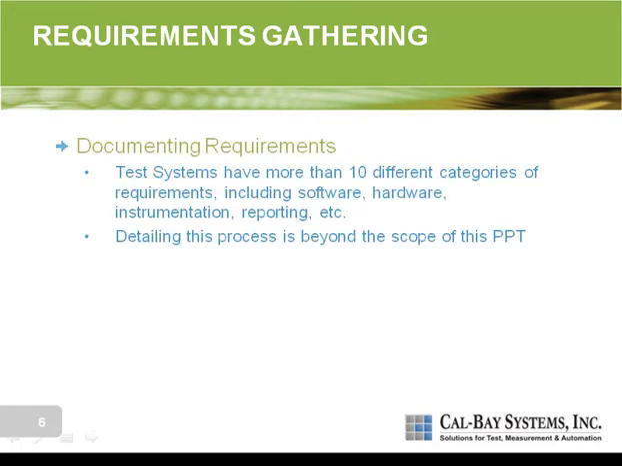So these are general purpose test project phases that are used from project to project. Again, one of our best practices that we've talked about is the requirements gathering phase. As we said before, we need to create precise documentation on what the requirements are. And when you're looking at requirements for a test system, there's usually 10 different categories of requirements, and that includes software architecture requirements, software tools, hardware requirements, instrumentation requirements, reporting, etc.